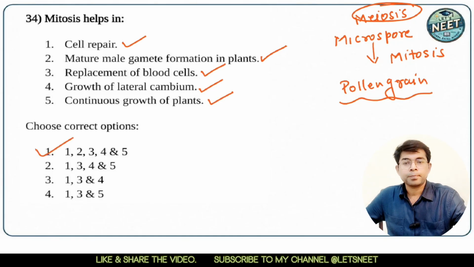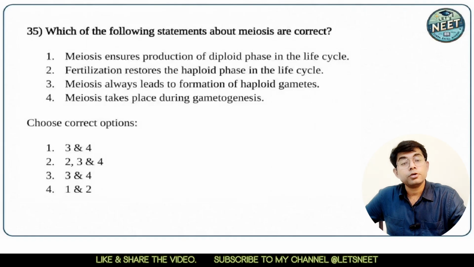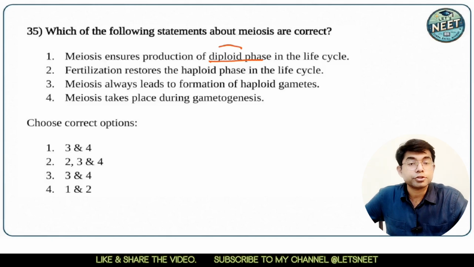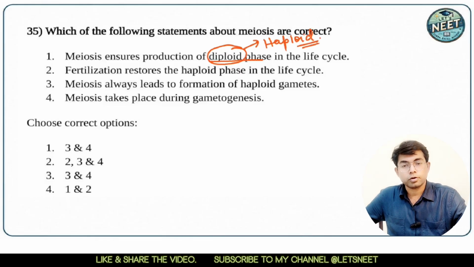NCERT lines are there. Which of the following statements about meiosis are correct? Meiosis ensures production of diploid phase in life cycle. No, it ensures production of haploid phase, because haploid microspore is formed. So this is wrong. Fertilization restores the haploid phase in the life cycle? No, it restores the diploid phase in the life cycle.